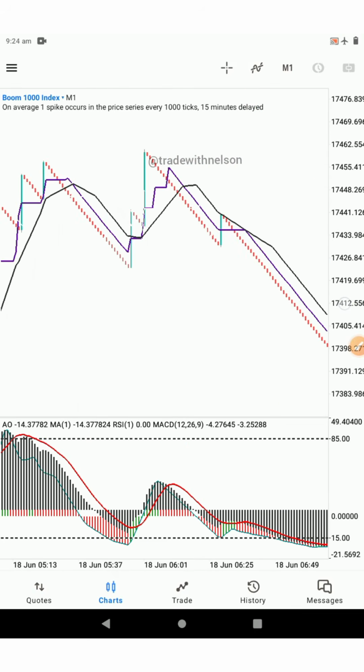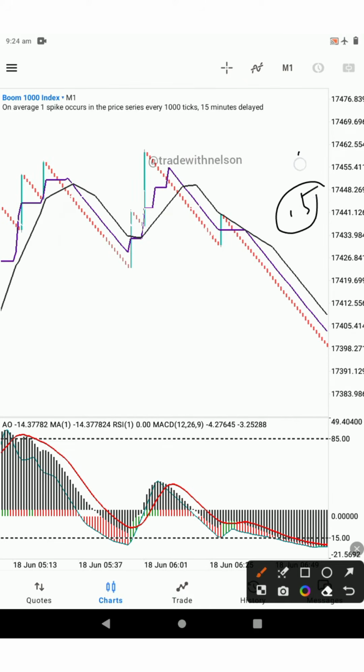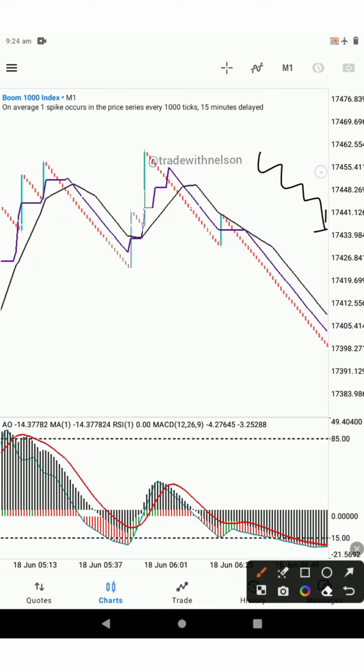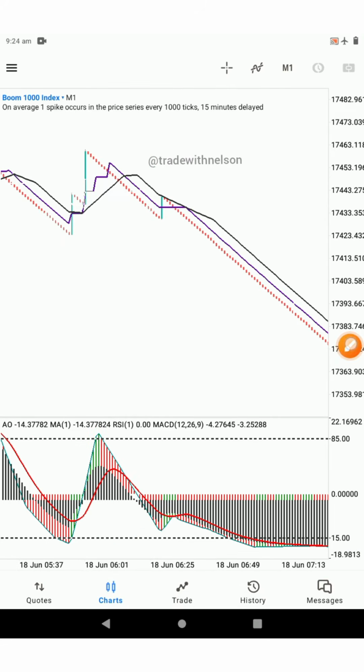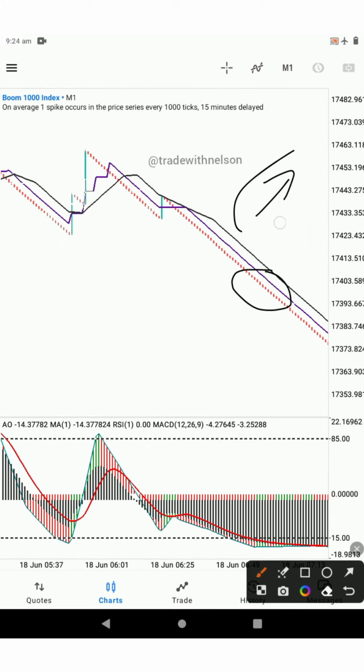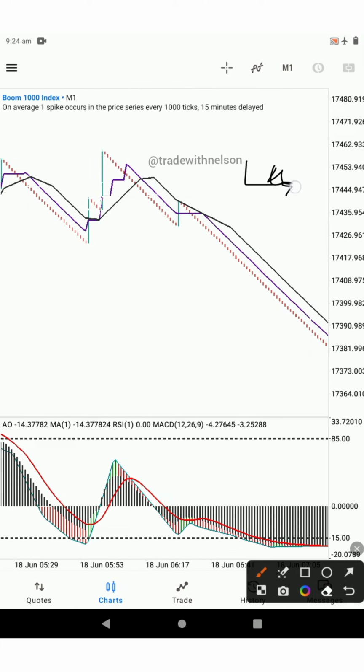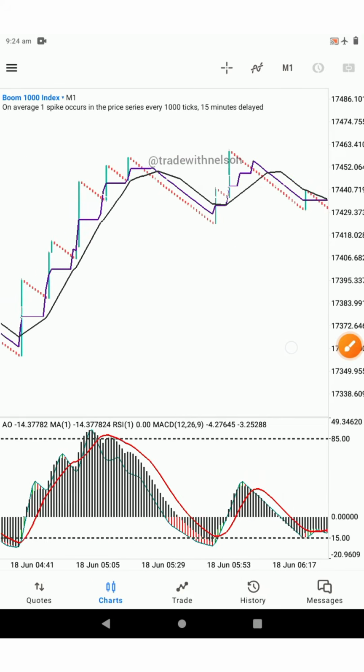And for the boom market, on the 15 minutes time frame or the 5 minutes time frame, you want to focus on when the market is in a downtrend. When the market is in a downtrend, you will have more retracements than spikes. But when the market is in an uptrend, you will have more spikes than retracements. In this condition, you are likely to get fewer setups. So you can reduce your risk when you want to trade these conditions.